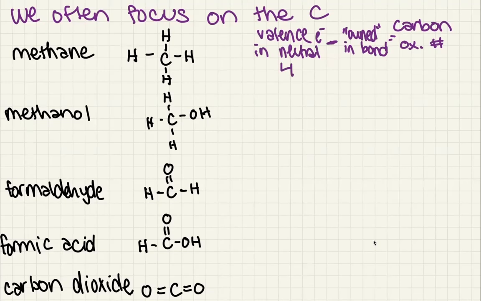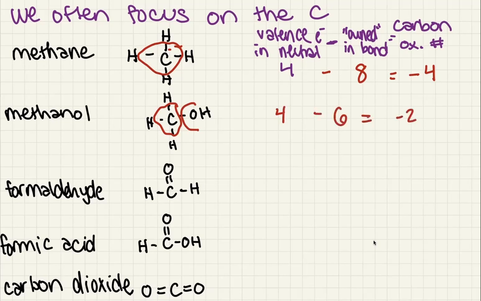Okay, so let's start with methane. If we were to split these bonds, the carbon would get to take all of the electrons because it's more electronegative than the hydrogens. So it would start with 4, and now it's going to get to own 8, because remember there's 2 electrons per bond. And so we would get an oxidation number of -4 for methane. How about methanol? It's going to get to keep the ones with the hydrogens, but it's not going to get to keep the one with the oxygen. So it's going to get to keep 6. So we have 4 minus 6 is -2. We have an oxidation number of -2.